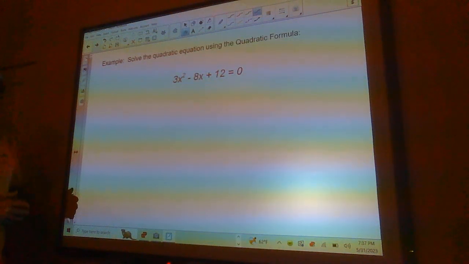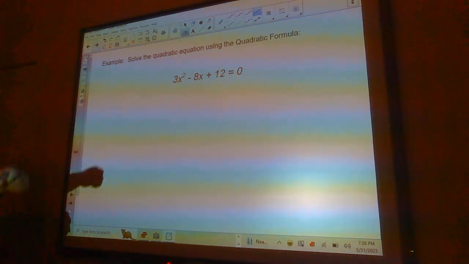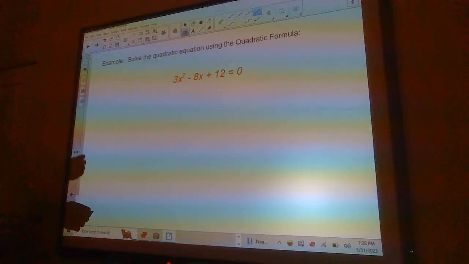Okay, solve this quadratic equation using quadratic formula. I tell you what, why don't you pause the video, give this one a try, and then jump back on and see how your answer compared to mine.